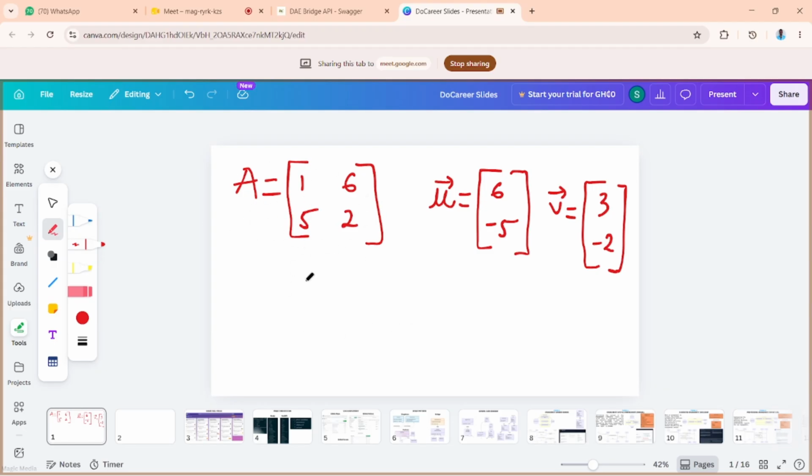All right. So we have this matrix, and we are going to confirm if u and v are eigenvectors of this matrix. We want to confirm if u is an eigenvector for this matrix, or v is an eigenvector for this matrix. That's what we are going to do.